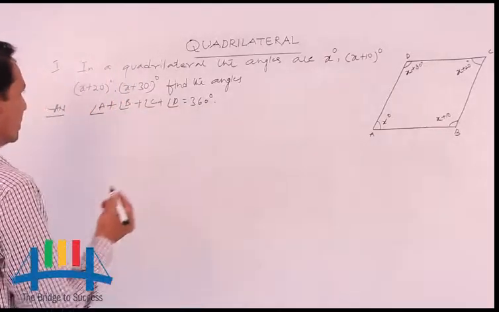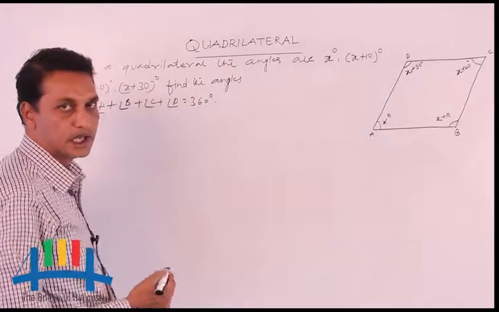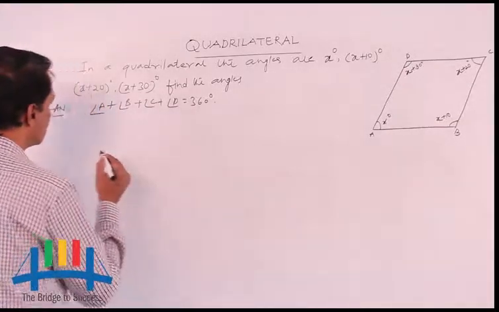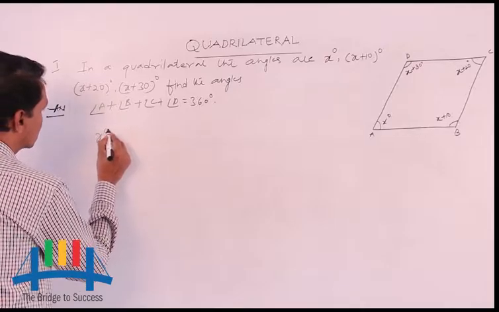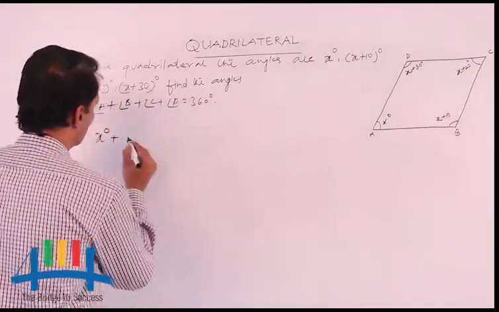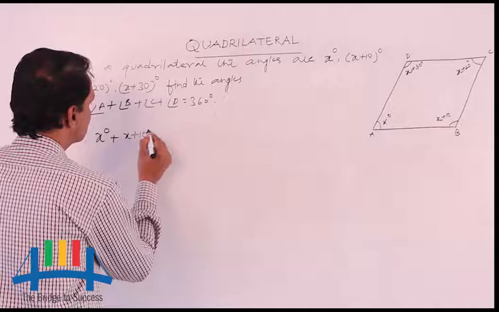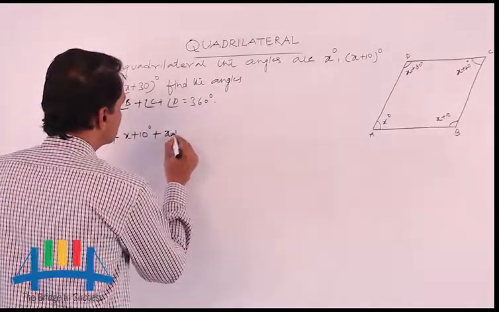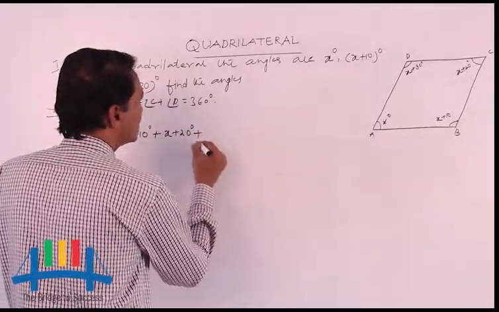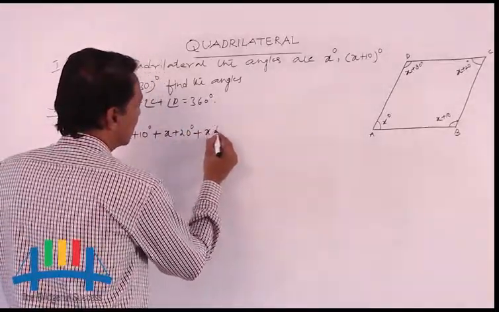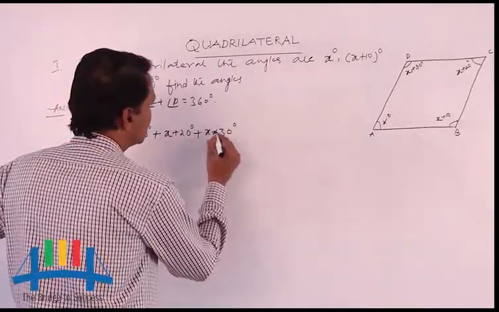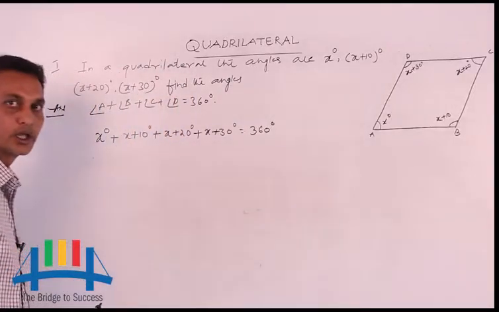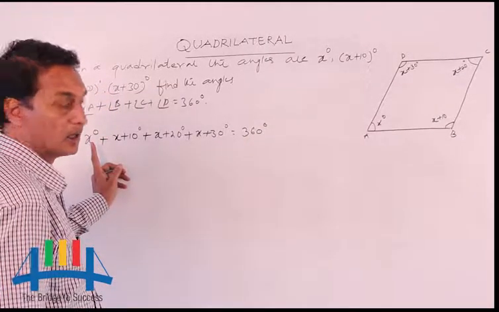We know the property: angle A plus angle B plus angle C plus angle D is equal to 360 degrees. Angle A is equal to x degrees, angle B is equal to x plus 10 degrees, angle C is equal to x plus 20 degrees, and angle D is equal to x plus 30 degrees. This total sum is equal to 360 degrees. Here, what are the variables actually? x is the variable.